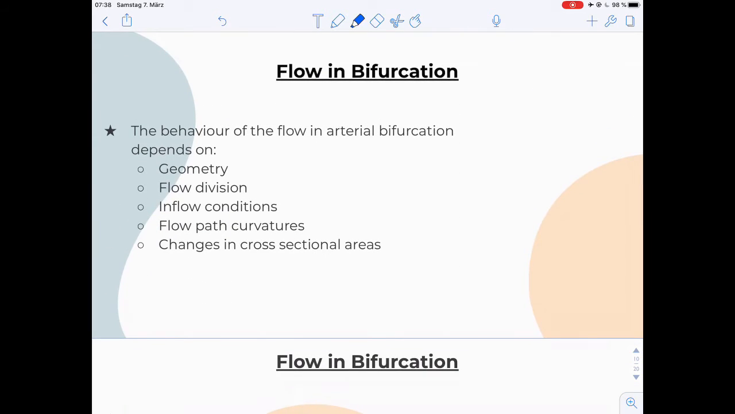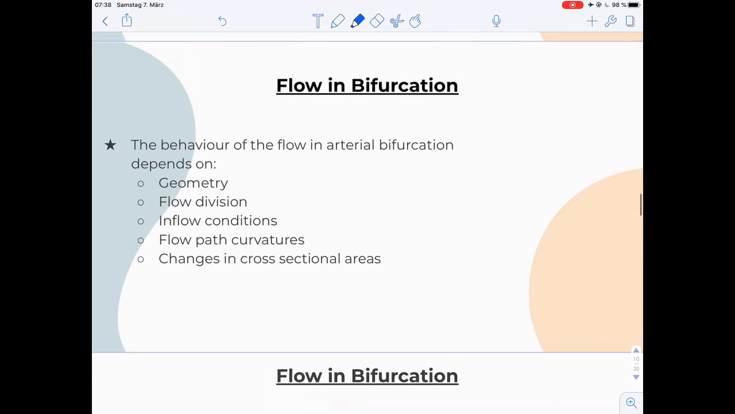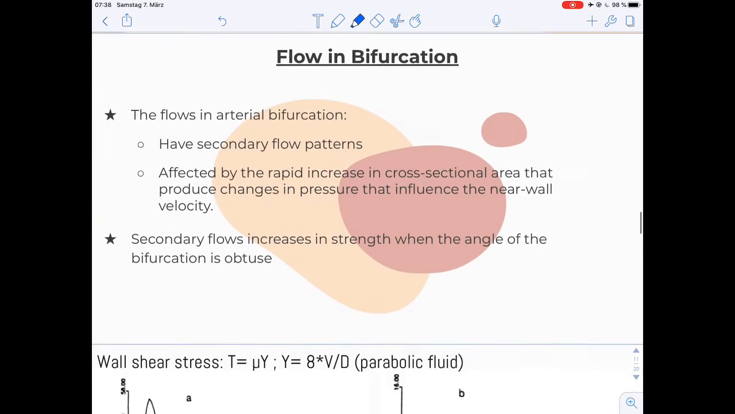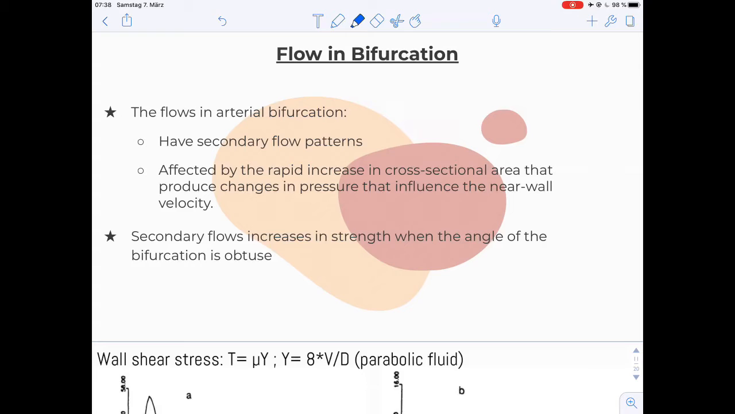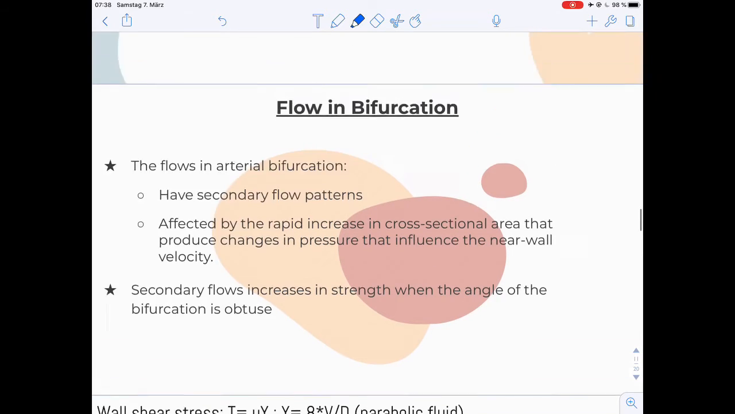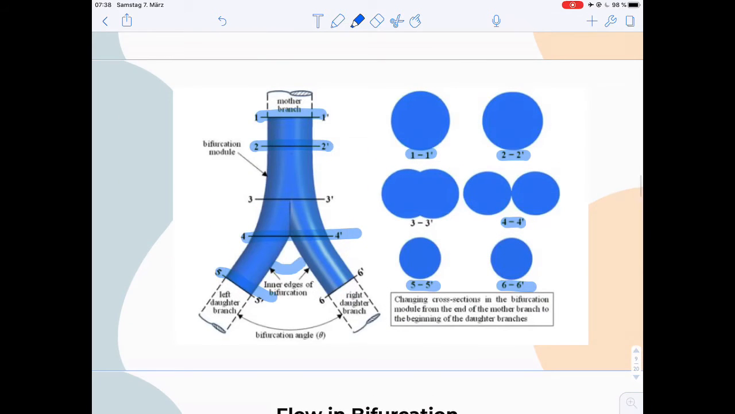The flow in these bifurcations depends much on the geometry, flow division, the inflow conditions, the flow path curvatures, as well as the changes in the cross-sectional areas. What will also depend are the secondary flow patterns, and these will be affected rapidly by the increase of the cross-sectional area that produces changes in pressure, as well as the near-wall velocity. This secondary flow will increase in strength when the angle of the bifurcation is obtuse.